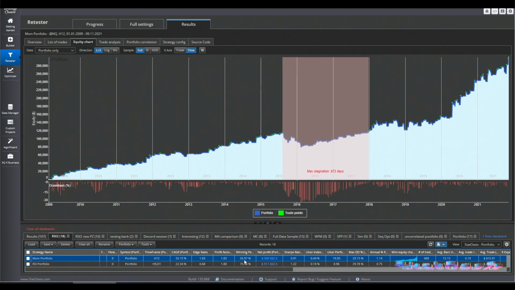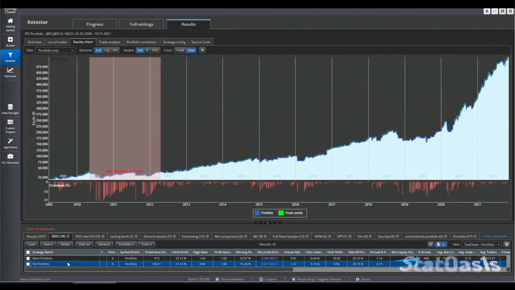300,000, but the winning percentage is really low. Compared to the RSI portfolio, which is also trading intraday and combining the NASDAQ and the ES.